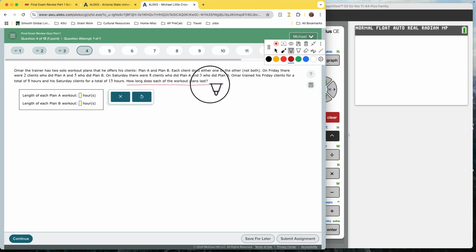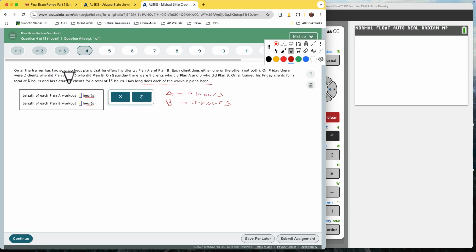How long does the workout plans last? How long? So, and we see down in the answers are in terms of hours. We see also there are two different types of workout plans, but when we're solving for A, maybe we write this down, whatever it is, that's going to be number of hours, right? Hours. And B is also going to be in number of hours. Helps us determine the mathematics we're going to use.